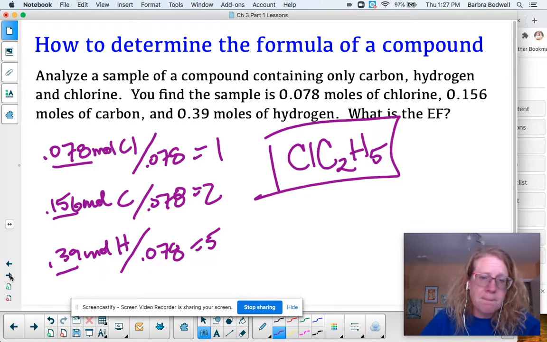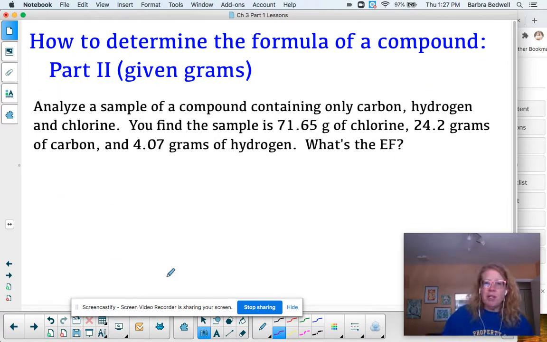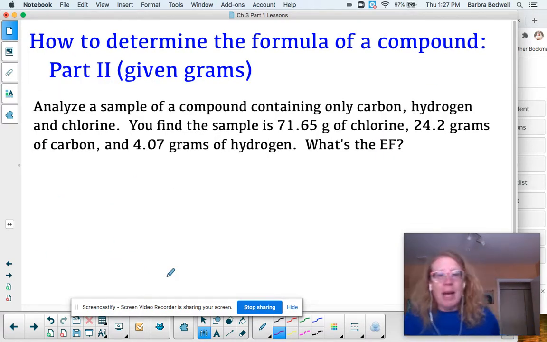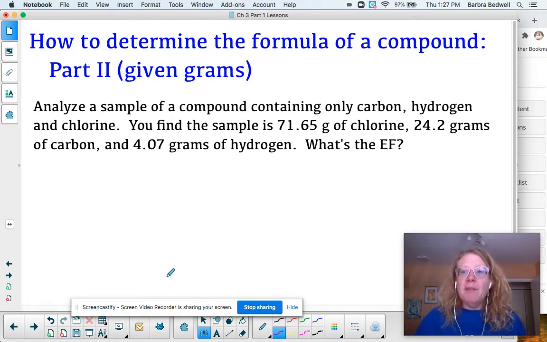So let's try another one here. Okay, this one's a little bit more challenging because now you can see in this one, I'm not giving you moles, I'm giving you grams.